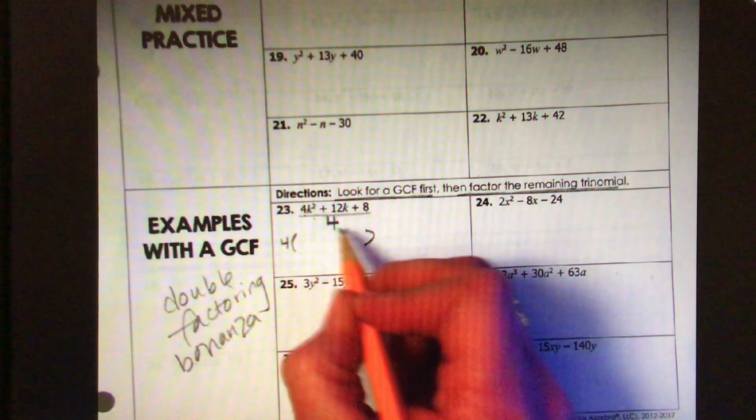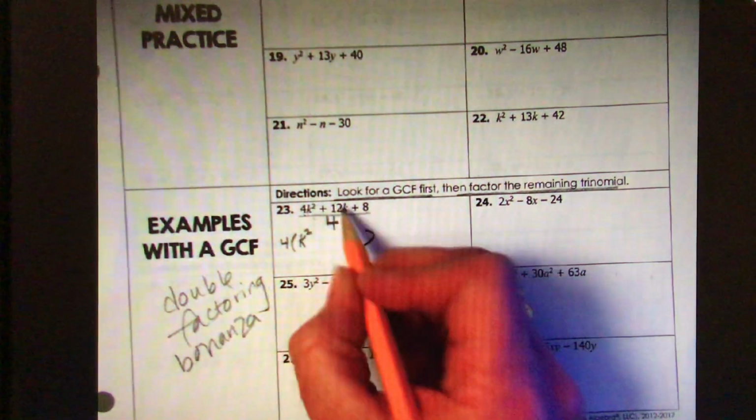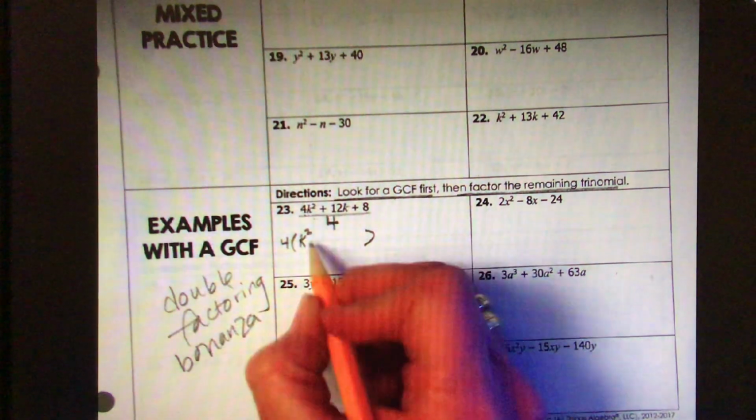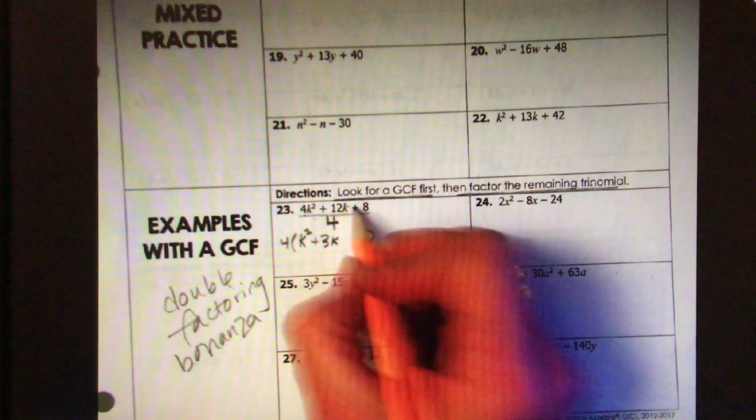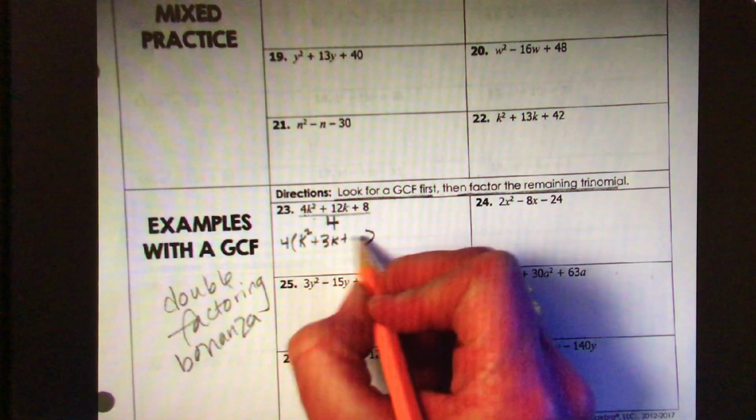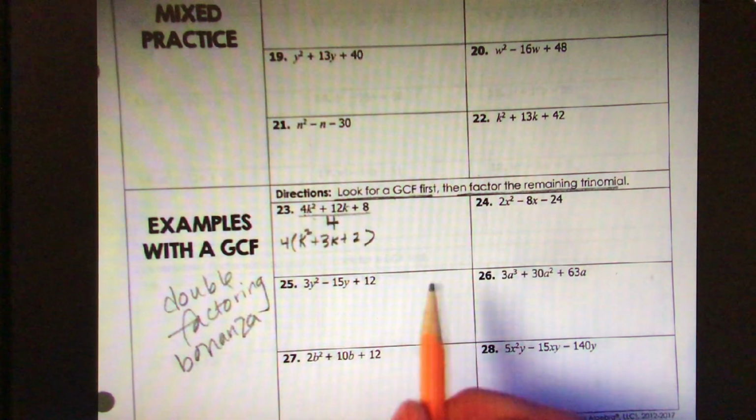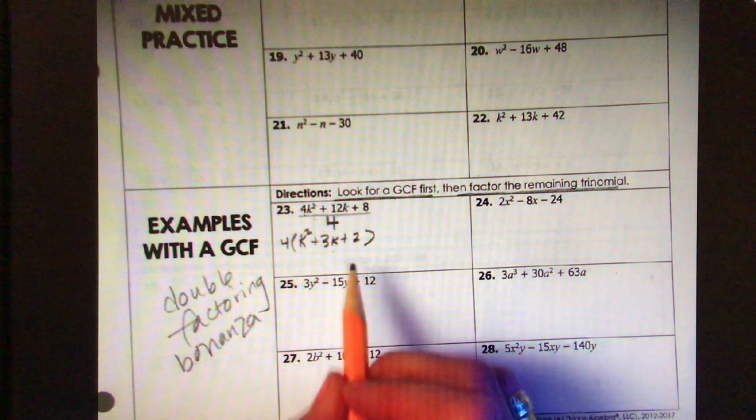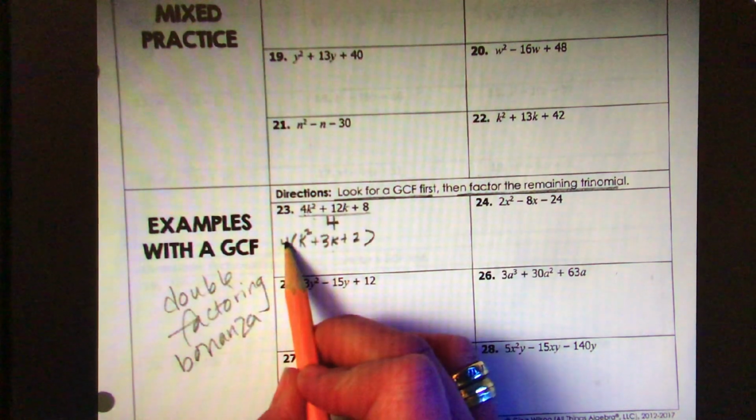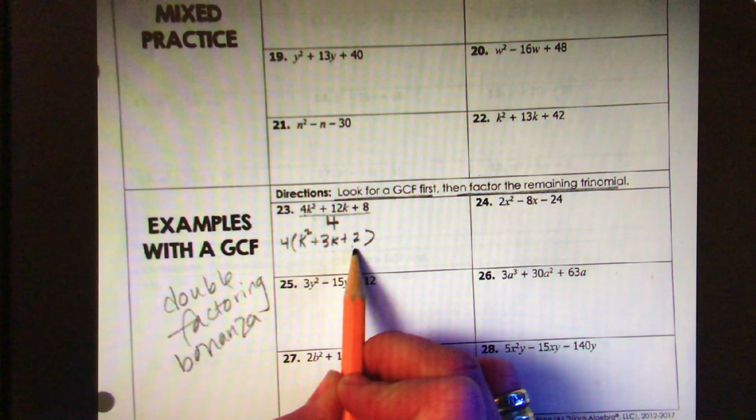4k squared divided by 4. Well, that's just k squared. 12k divided by 4 is just 3k. And then 8 divided by 4 is just 2. Okay. So here's another step now. I have a trinomial. I have a constant out here. Can I factor this even more?